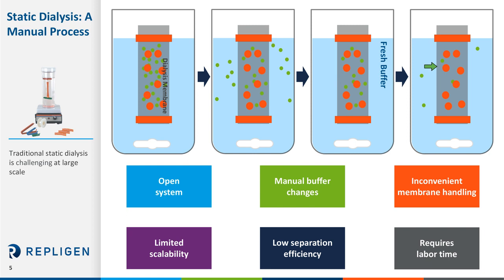While this works for many people at the benchtop scale, it gets increasingly and exponentially challenging when you're dealing with large-scale processes. First of all, it's an open system. It requires manual buffer changes, and when you do those manual buffer changes, you have to physically handle your membrane. So if you have a valuable final product in there, it's subject to potentially ripping, which is something you want to avoid. It's also limited in scale. Generally speaking, you use 100 times the amount of buffer compared to the size of your sample. So when you're dealing with multi-liter samples, it gets very onerous to try to change that much buffer. Because of this drive to equilibrium, static dialysis has a low separation efficiency.